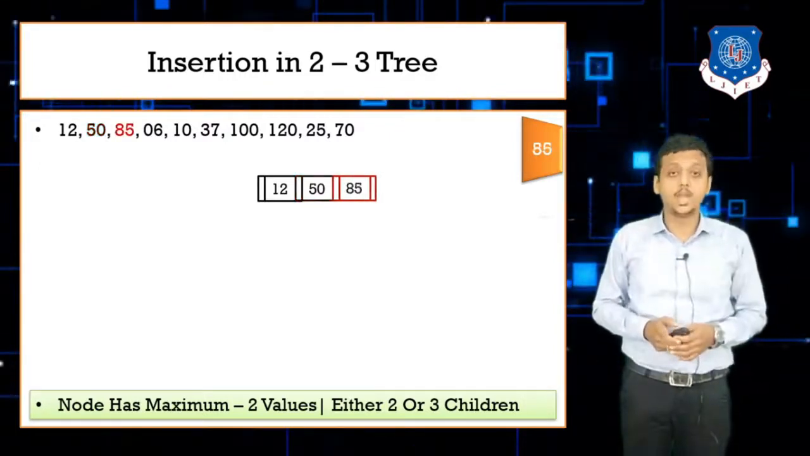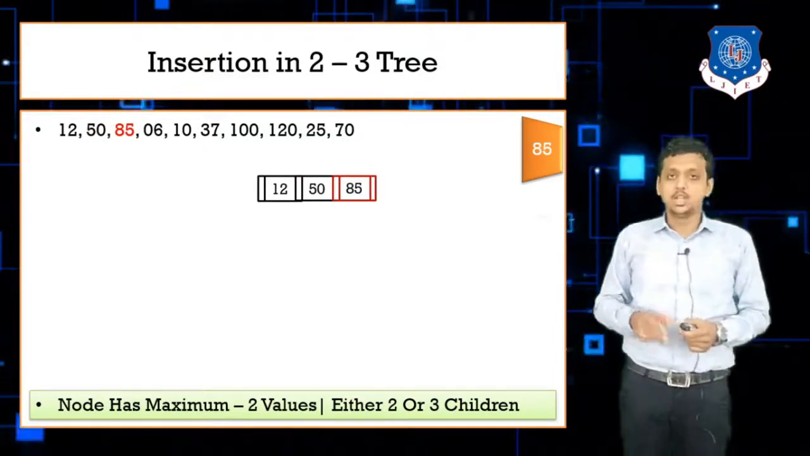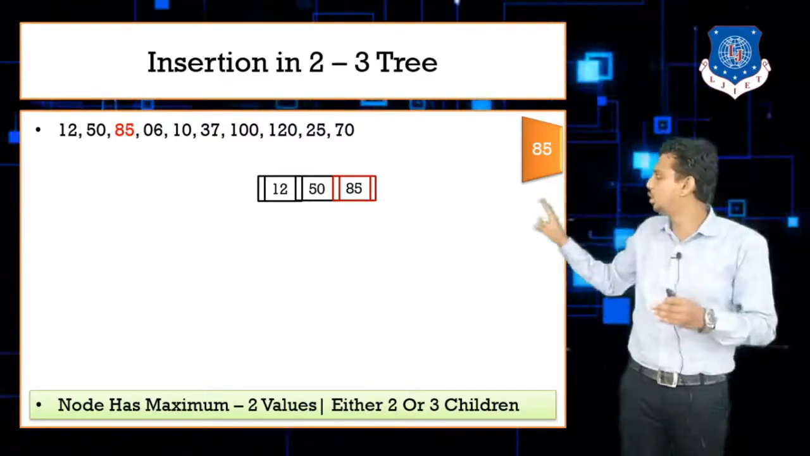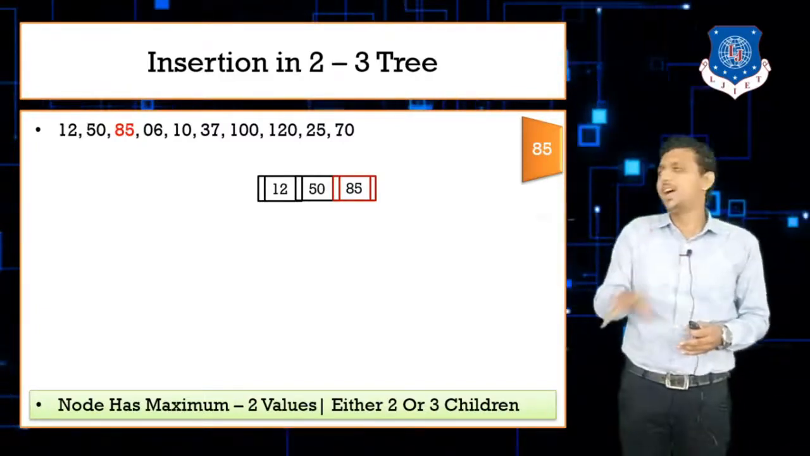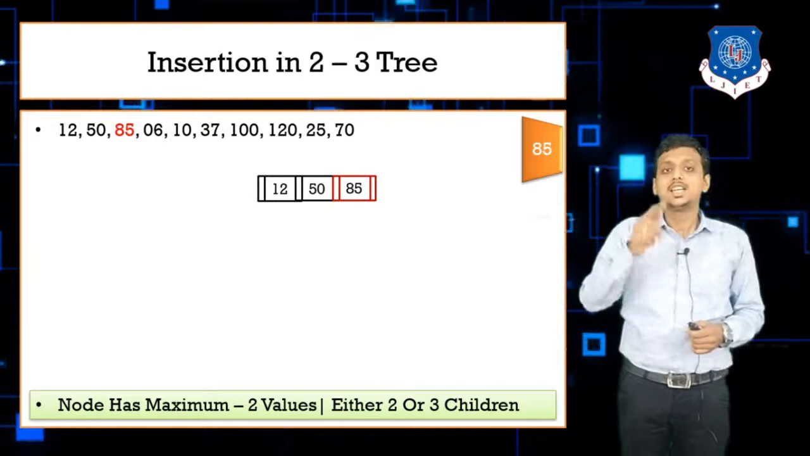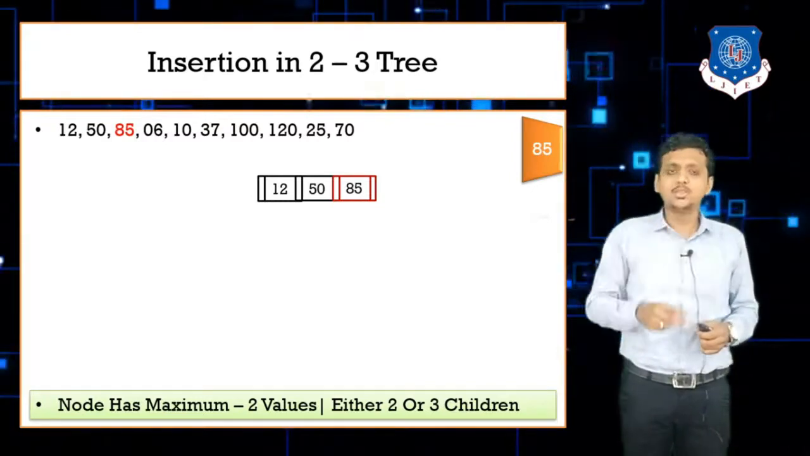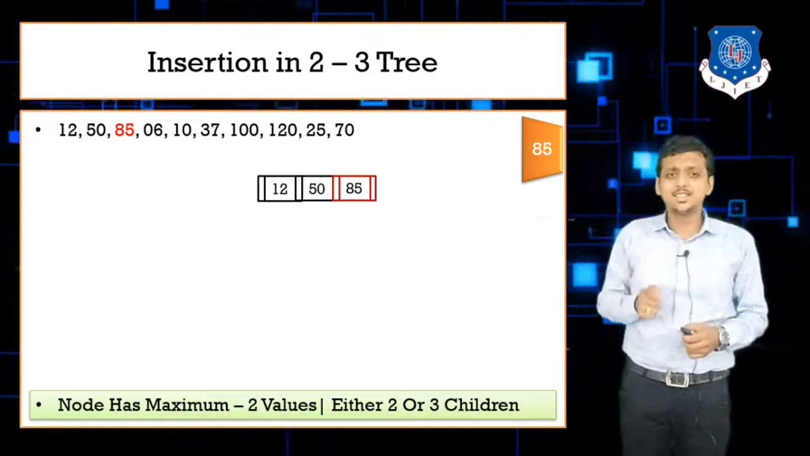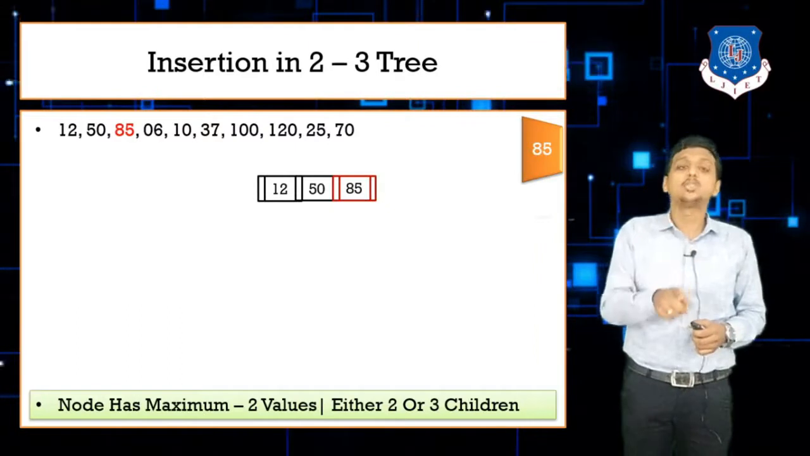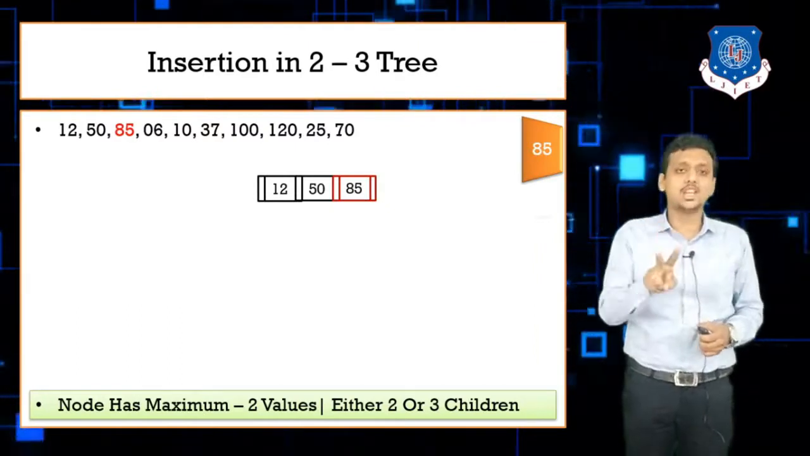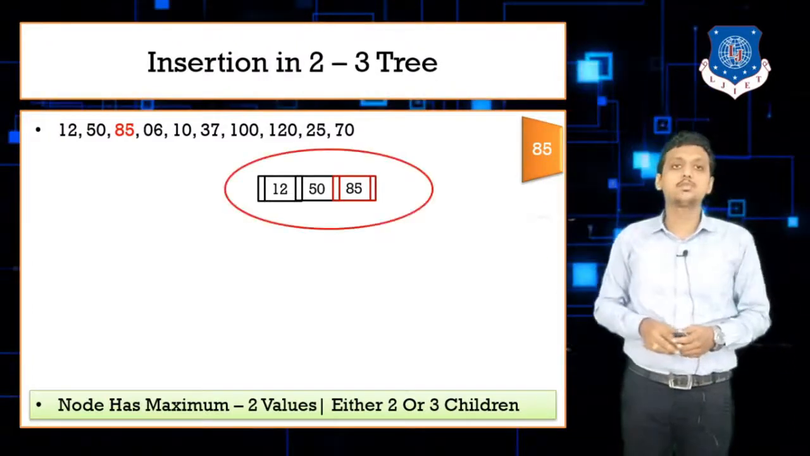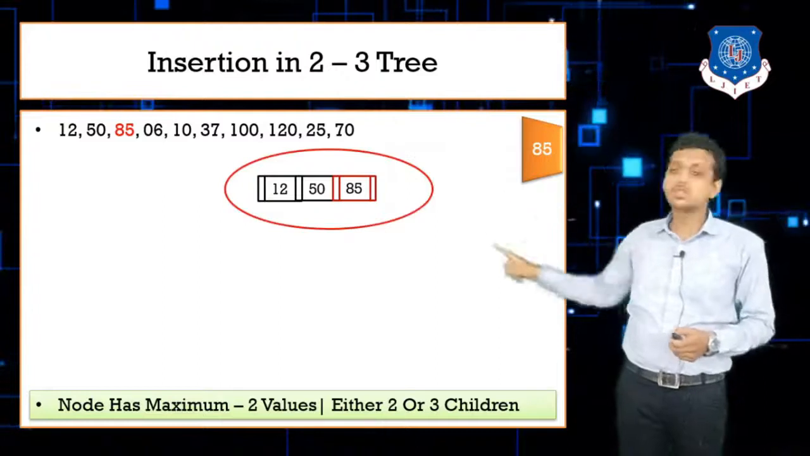Then let's take the next value. Next we have 85. I'm not inserting it yet, I'm just showing you that if you insert 85, it must be on the right side of the 50. Now tell me, can I insert more than 2 values in a single node? Yes or no? No, because this is a 2-3 tree where a maximum of only 2 values can be stored. So if I insert 85, then my whole node becomes full.